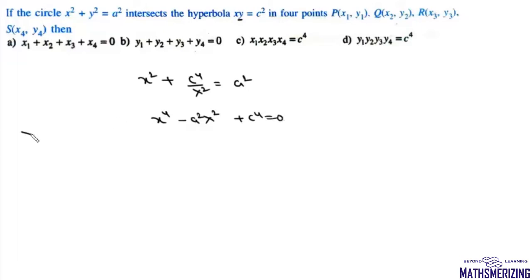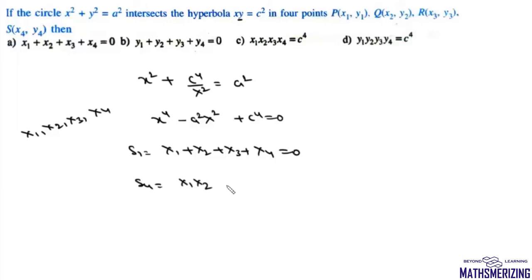Now this equation will have 4 real roots, x1, x2, x3 and x4. Now we'll write s1, which is x1 plus x2 plus x3 plus x4. It is nothing but 0. And we'll find s4, which is the product of all the roots, x1, x2, x3 and x4. This value is simply c to the power 4. So that means option A and option C, they'll be correct.